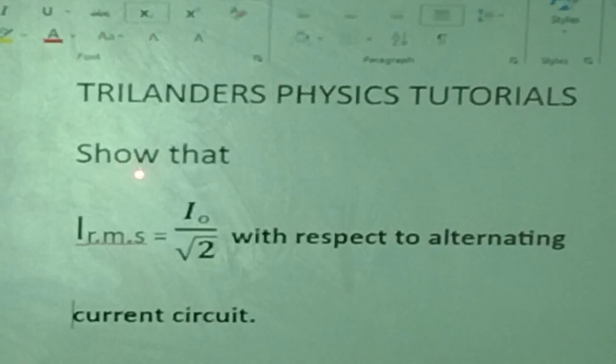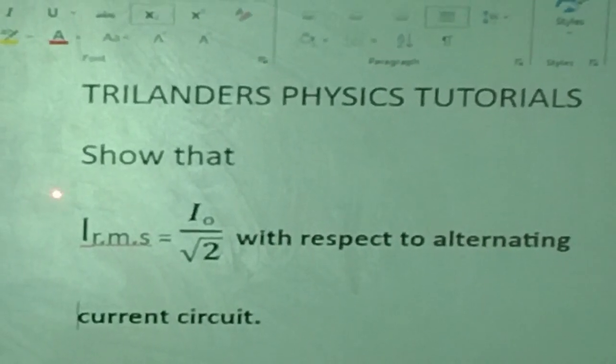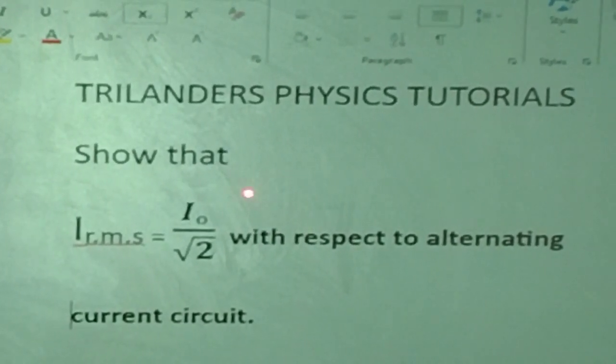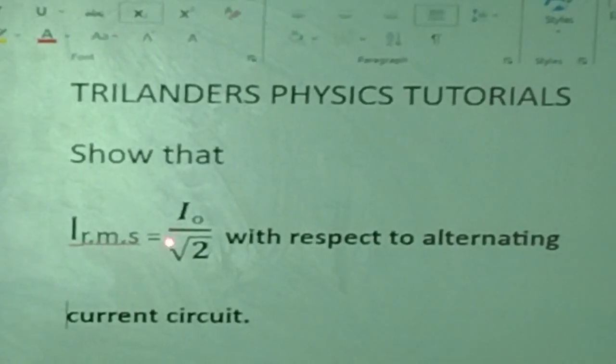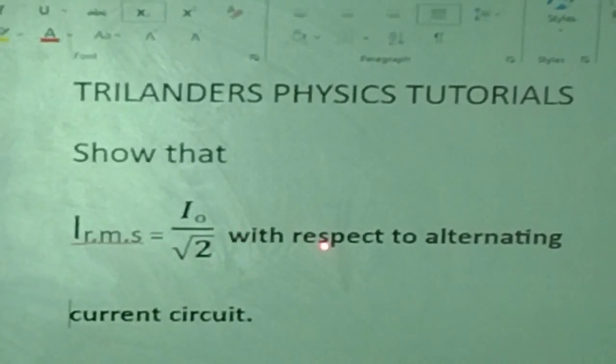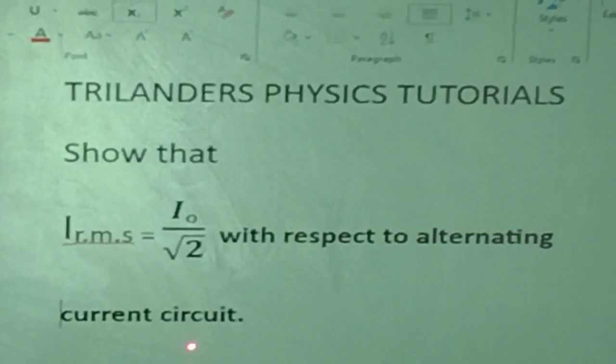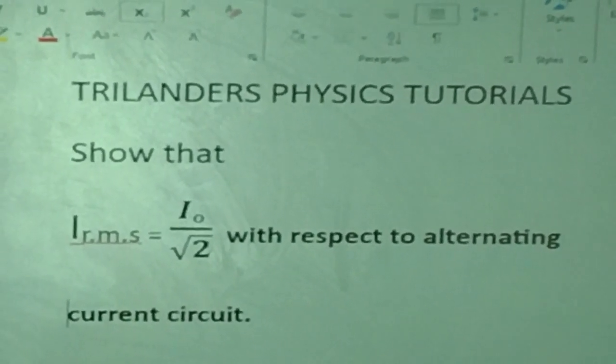Let's look at the question for today, taken from AC circuits in physics. We are to show that I_RMS equals I_peak divided by the square root of 2 with respect to alternating current. So let us go to the class.